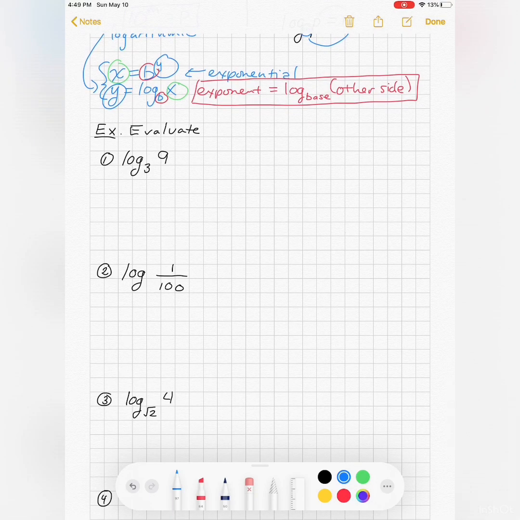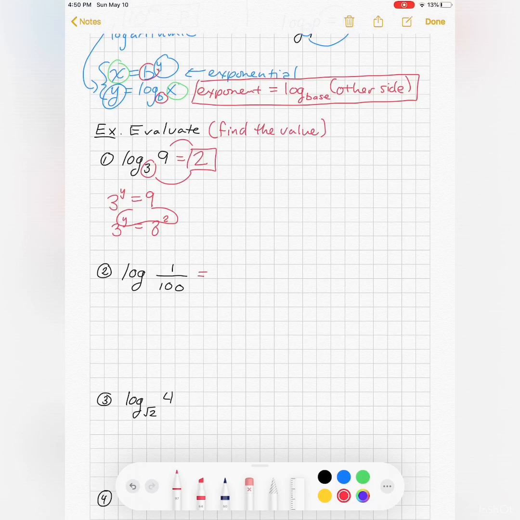Okay, let's do one more thing. What about some evaluating? So when we say evaluate, that means my goal is to actually find the value. It should be a number. So if you think about what a logarithm is saying, think about if I set that equal to something and I change it into exponential form. Isn't that saying 3 to what number is 9? Well, 9 is 3 squared, so isn't y just equal to 2? Right, 3 squared is 9.